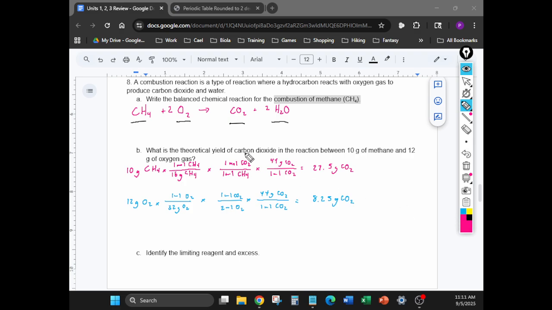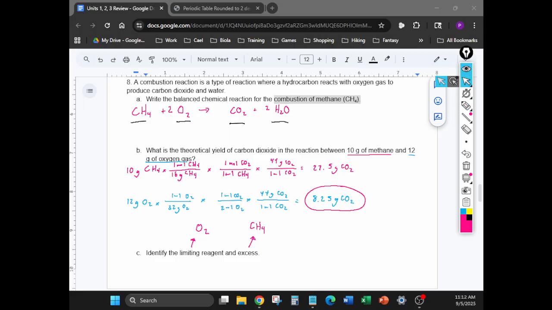All right, next we're going to find the theoretical yield of carbon dioxide. So CO2, you get 2 starting numbers, 10 grams of methane and 12 grams of oxygen gas. And then you just calculate for CO2 for both of them, and you'll get 2 different numbers. However, if you remember, we always pick the smaller one because that's the one that limits the reaction. So the answer for part B is 8.25 grams because that's where the reaction is going to stop. We no longer have oxygen to keep reacting. So the limiting reagent in this problem is going to be O2, and then the excess is going to be methane, CH4.